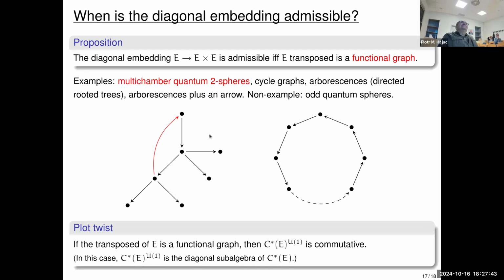Now, what is the plot twist? The plot twist is that for every such graph, the core is commutative. So C*(E)^U(1) is commutative. It is the diagonal subalgebra, sometimes called the Cartan subalgebra. So this doesn't give you much. It gives you a ring structure on the K-theory of a commutative algebra, which we have already because it's the functions on a topological space. So you don't get something new. But to prove that you don't get something new is not easy. It's the proof of a negative result, which still is a result. Okay.